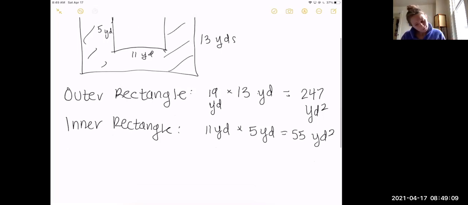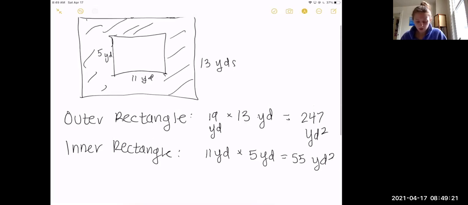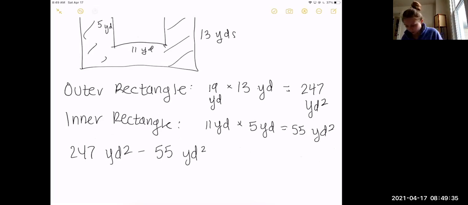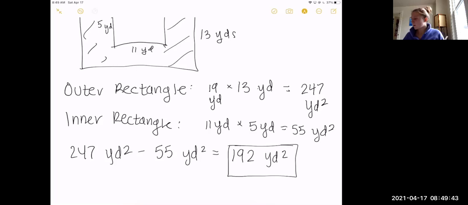Okay, so since we know the area of the inner rectangle and the area of the outer rectangle, we can find the shaded region just by subtracting. It's not too hard. We can just do 247 yards squared minus 55 yards squared, and that's going to give us the area of the shaded region, which is 192 yards squared. Hopefully that helped you get the hang of it. We'll do a few more examples.